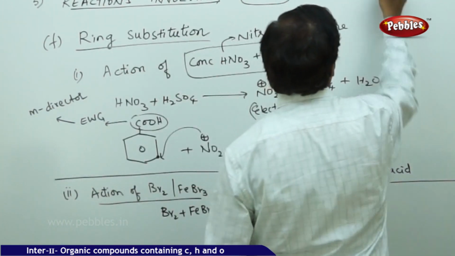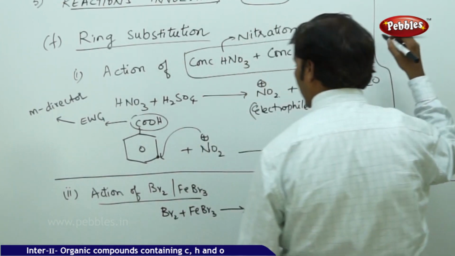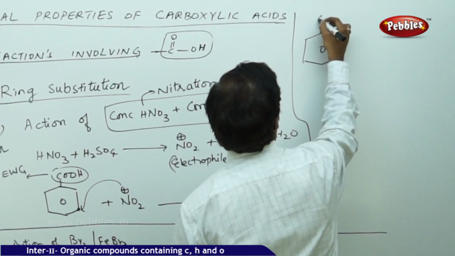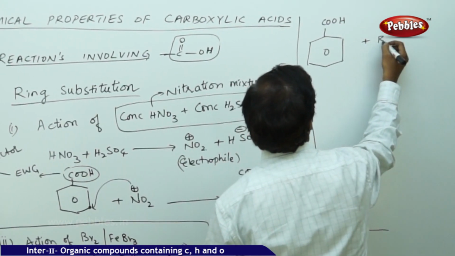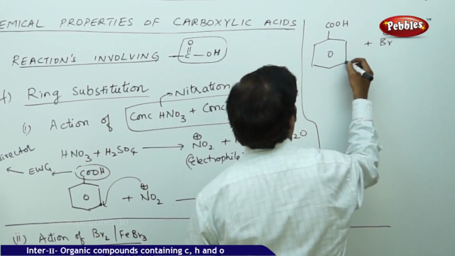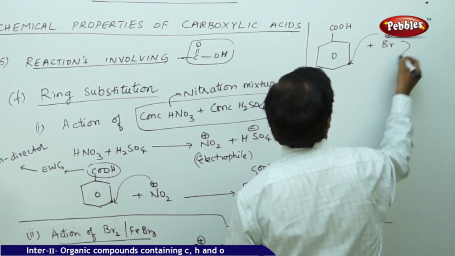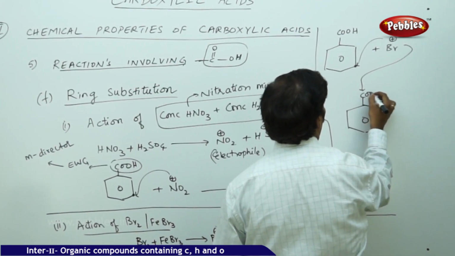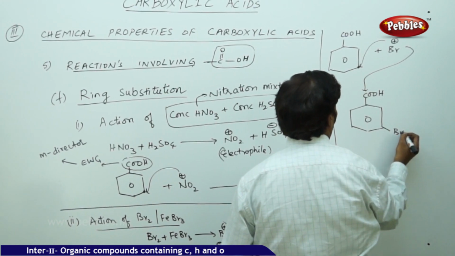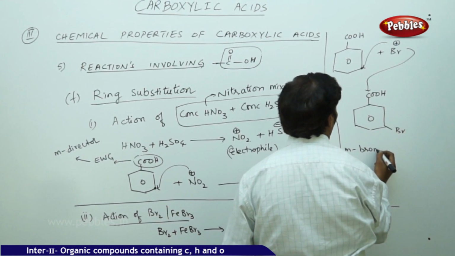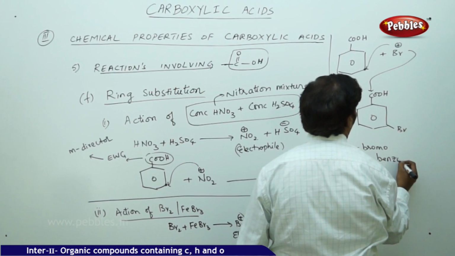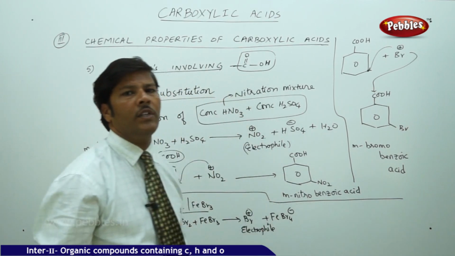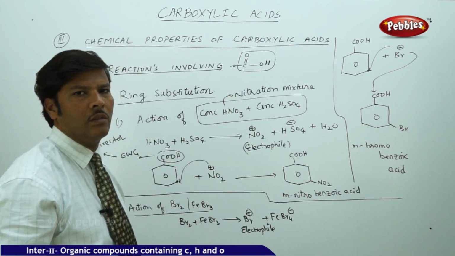And take this electrophile, continuation, take the benzoic acid and take the electrophile, bromonium ion is the electrophile, it is invited at the meta position. So here you are going to get the major product as metabromo. This is metabromo benzoic acid. This completes the carboxylic acid unit.